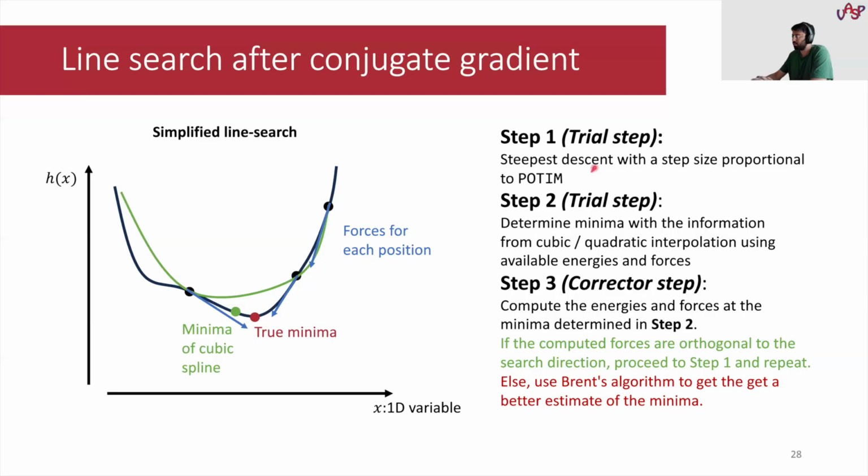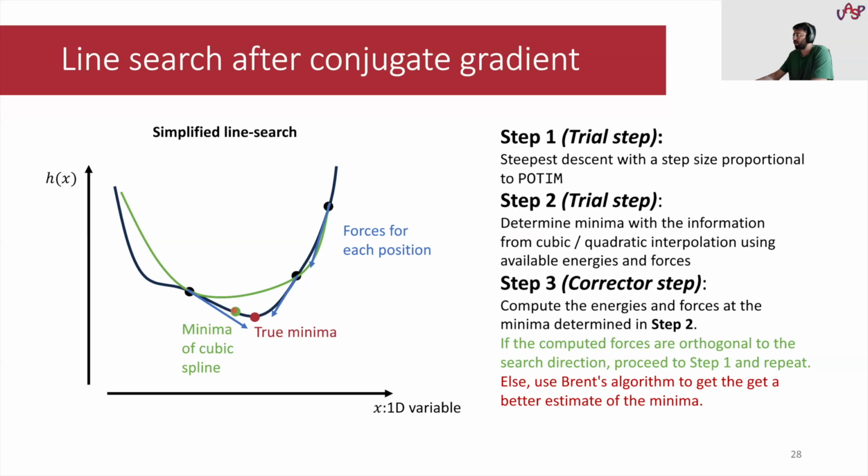So the first step is what's called a trial step. It's basically steepest descent with the chosen POTIM, which we've seen before. The next step, still called the trial step in VASP, is essentially to determine the minima of this green function, which is first determined. So you have a green function determined as a cubic and/or quadratic interpolation using all available quantities, so the point positions themselves, the black points, and the blue points, the forces. And so you have both of these things. You can determine the green curve and you can determine the green point.